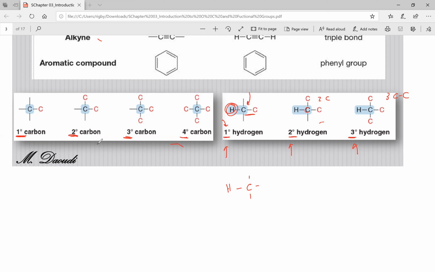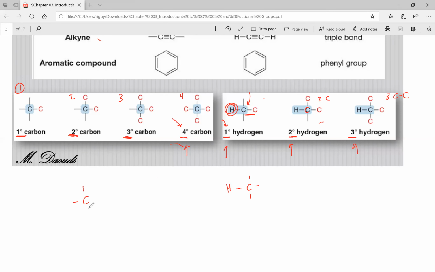On the other hand, we can have a quaternary carbon because that designation, primary, secondary, tertiary, quaternary, is dependent on how many carbons that specific carbon is attached to. So in this case, quaternary carbon, 4 carbon attachments, tertiary, 3 carbons, secondary, 2 carbons, primary, no carbon, or 1 carbon, sorry. And then there's one more designation called a methyl carbon.